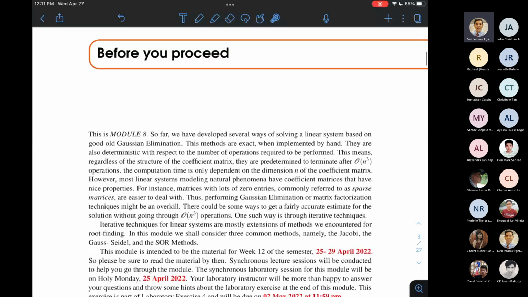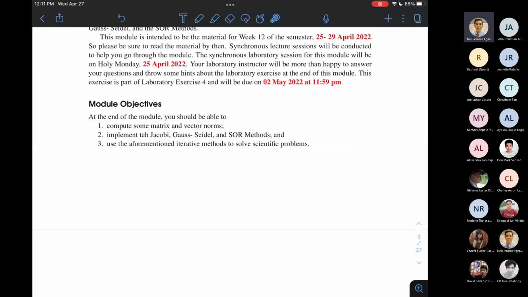Okay? Now, our objectives is to compute some matrix and vector norms because kailangan natin ng measure kung kailan tayo titigil sa iterative schemes, right? And I'm not sure if you have met these norms or these measures for matrices and vectors. So in-insert ko siya sa preliminary thing for module number 8. And then after we discussed some matrix and vector norms, I will introduce you the Jacobi method. And then yung Gauss-Seidel at SOR methods gagawin natin sa Friday. Typo ito, dapat. And then, of course, the ultimate goal is to use these iterative methods to solve scientific problems.